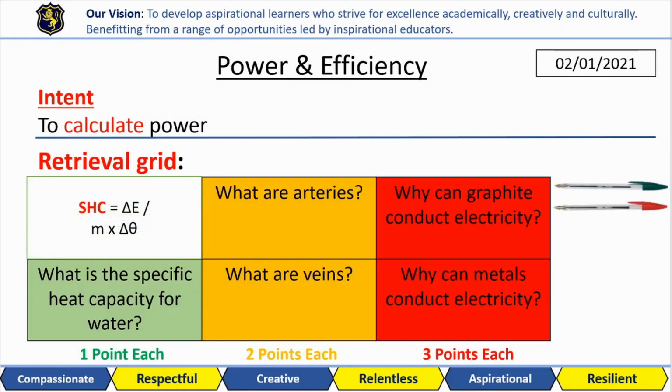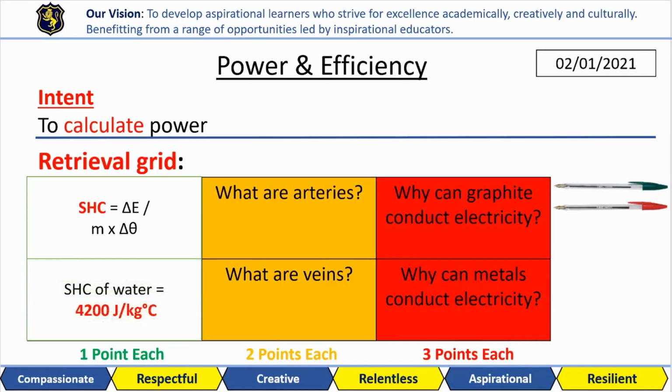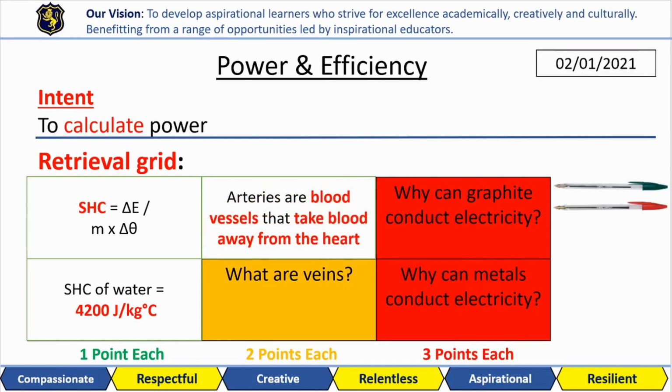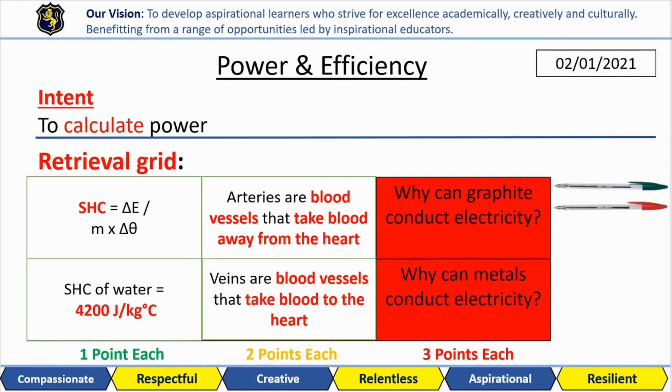Specific heat capacity is the energy change over mass and temperature change. The specific heat capacity of water is 4,200 joules per kilogram Celsius. Arteries are blood vessels that take blood away from the heart. Veins are blood vessels that take blood to the heart.